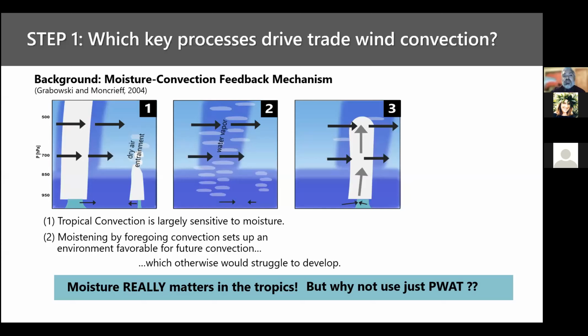So this is on step one, and as a background, one of the processes that we considered was what is called the moisture convection feedback mechanism. And this was described in the literature by Grabowski and Moncrieff in 2004. So basically what it says is that convection that is ongoing helps to moisten the atmosphere and helps to favor the development of future convection.